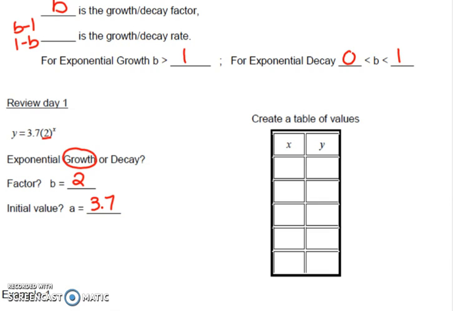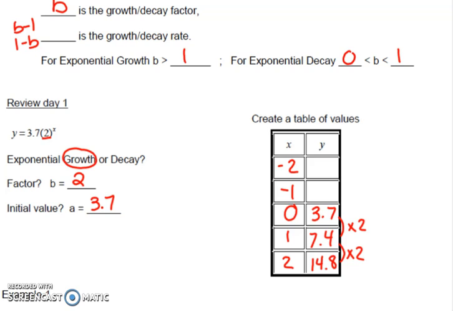Okay? So how to create a table of values? Let's start with my initial value of 0, 3.7. So at 0, I'm going to be at 3.7. Let's get some other numbers before it and then after 1. If they are going by 2, that means they're going to be multiplying by 2. So 3.7 times 2 is 7.4. Again, we're going to times by 2 and get 14.8.